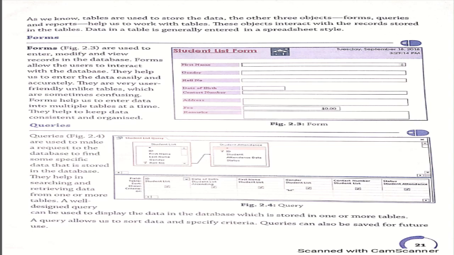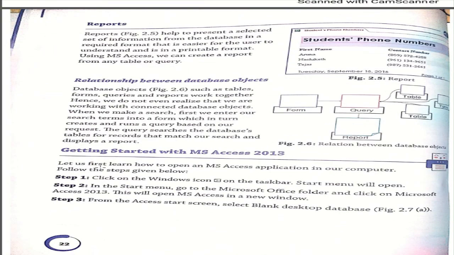Next is query. Queries are used to make a request to the database to find some specific data from the required data. Some data in a table is being stored, and if you want to extract some particular data in some format from that, then you will use a query. Next is your reports. Reports are used to present a selected set of information from the database in a required format that is easier for the user to understand. If you have made some data and want to show it in a report format, you will use a report.